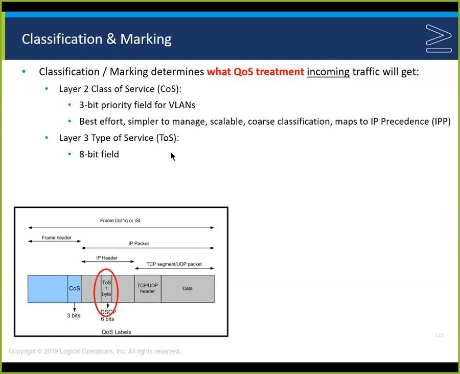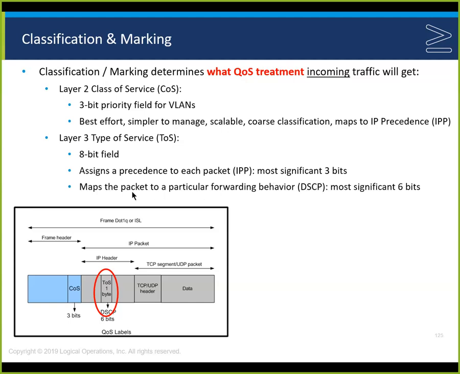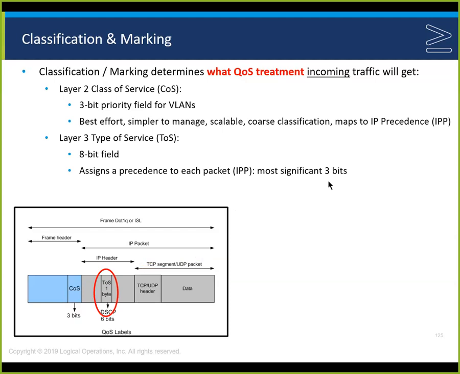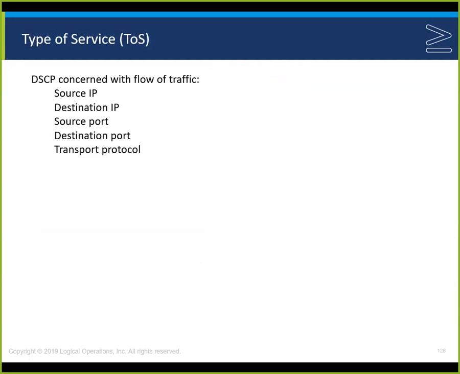So best effort or simpler. The layer 3 type of service is going to be an 8-bit field. It's going to have more capabilities in it. Assign a precedence to each packet. The most significant 3 bits are going to be used, and it maps the packet to a particular forwarding behavior, the DSCP, Differentiated Services code point for these things. I'm going to go back to here. And let's see these. Yeah, we didn't have the CS0. We're going to see that. I think I've got that in one of the ones coming up here in a minute.